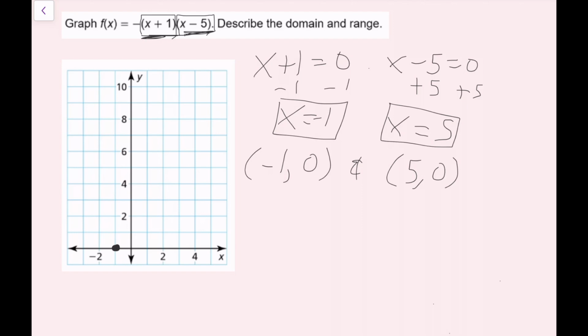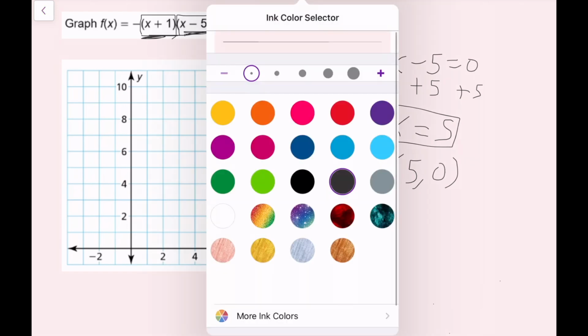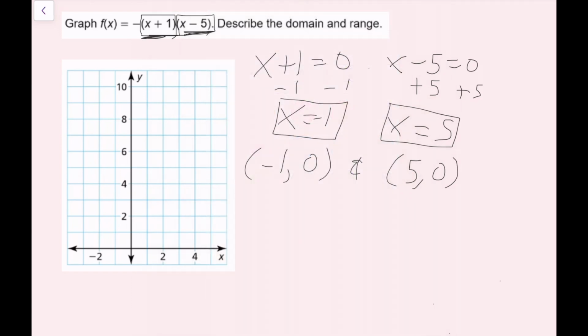So the next thing I'm going to do on my graph right here is plot these 2 points. And it looks like I already have this point plotted, but just for the purpose of this, I'll plot it again. I'm just going to make my marker a little bit thicker. So anyway, we have the point (negative 1, 0), so that's right here. And then I have the point (5, 0), so that's right here. Okay? So I have these 2 points.